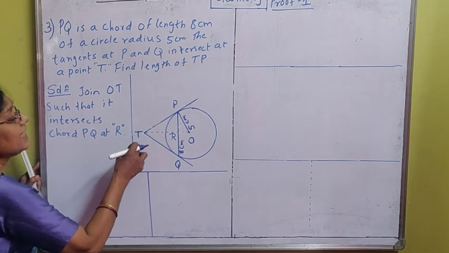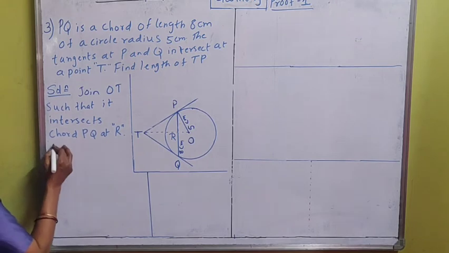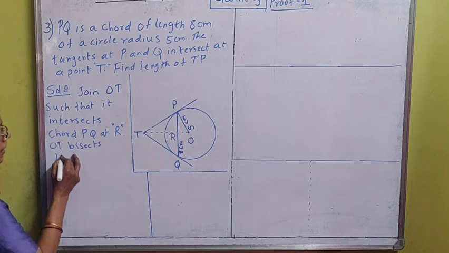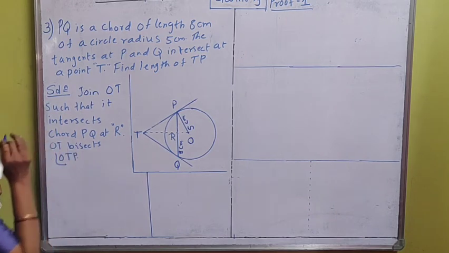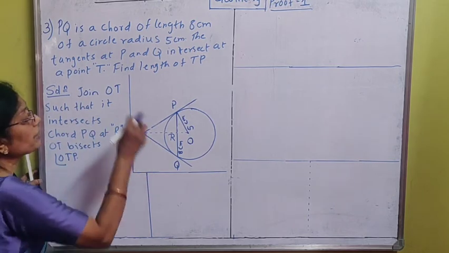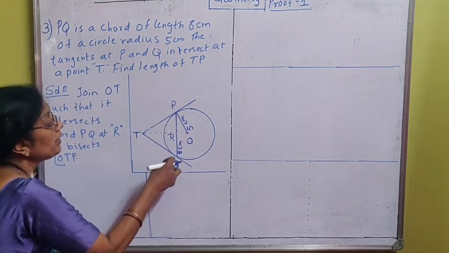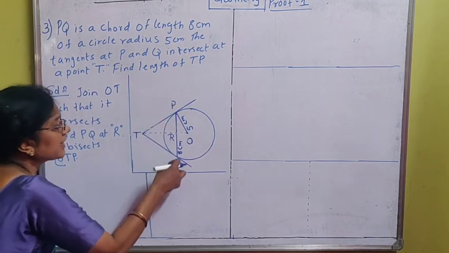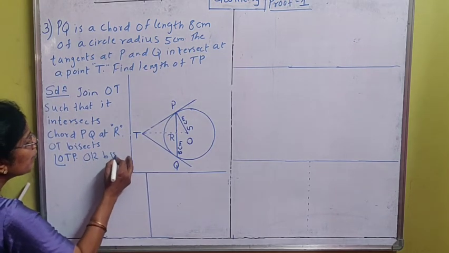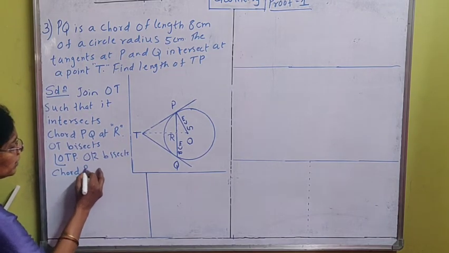Now OT is an angle bisector of angle PTQ. So OT bisects angle PTQ. That is your figure number 4.2 in the notes we saw. And here what we are seeing is that PQ is a chord and OR is drawn perpendicular to PQ, means OR bisects chord PQ. So OR bisects chord PQ.